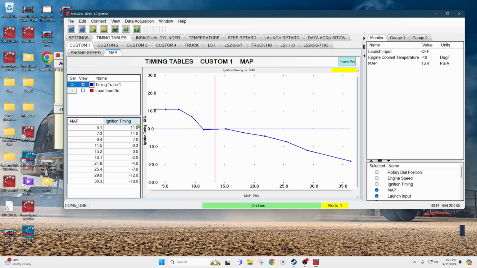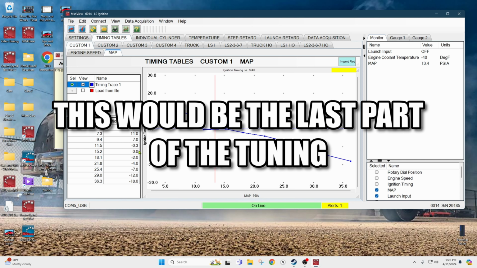For a drag car, it doesn't matter. None of that load-based timing takes place at wide open throttle, and at idle you won't have it doing it anyway. It's something I recommend playing with if you've got a street car, if you're cruising on the street. These are good settings to start with. Go out, cruise around, try it, make a decent size change to those numbers, and then see where that gets you. This would be the last part of the tuning.